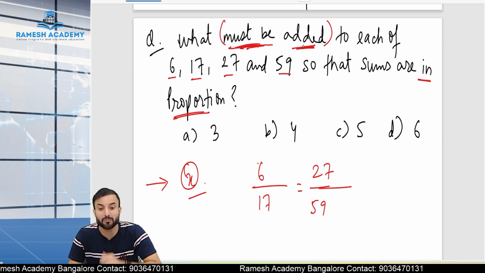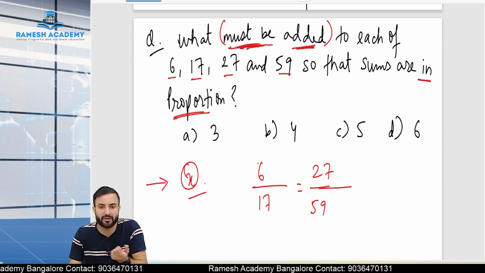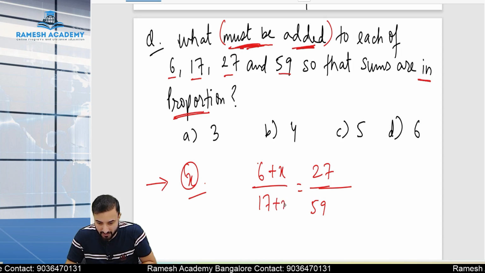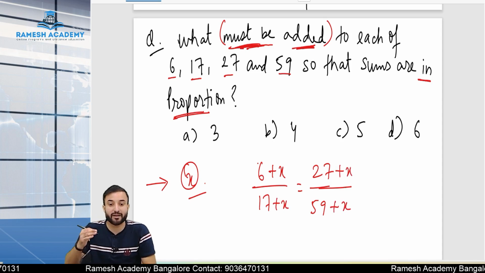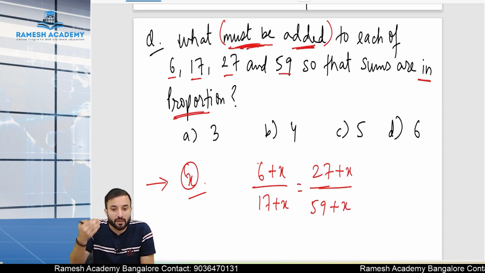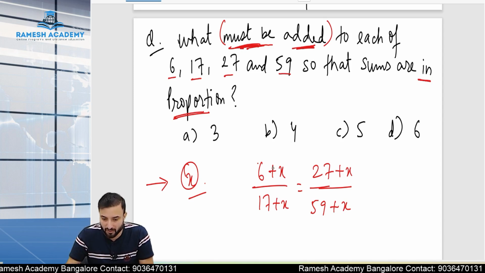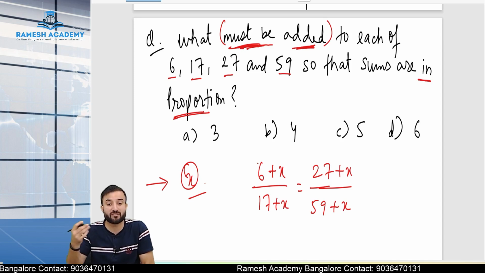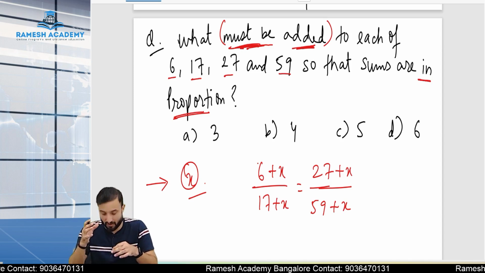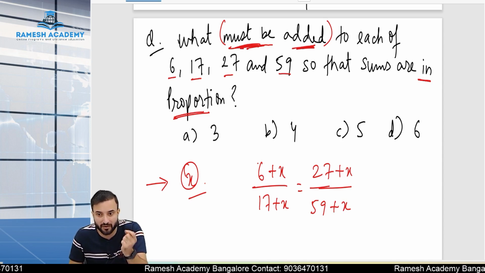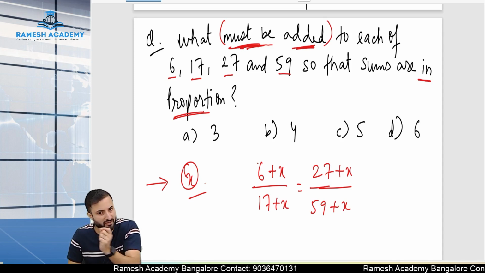So what must be added? x must be added, so we will add x to each of the four. Similarly, they can ask what must be subtracted, so x must be subtracted. Then we will do minus x, minus x, minus x, minus x. Why will we subtract x? Because in the question they have asked what must be subtracted.